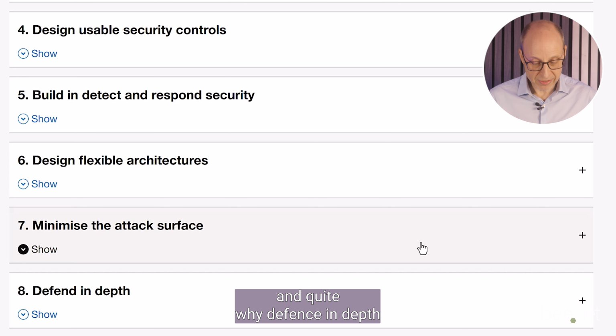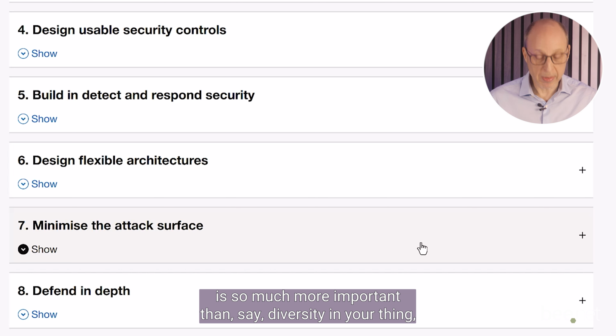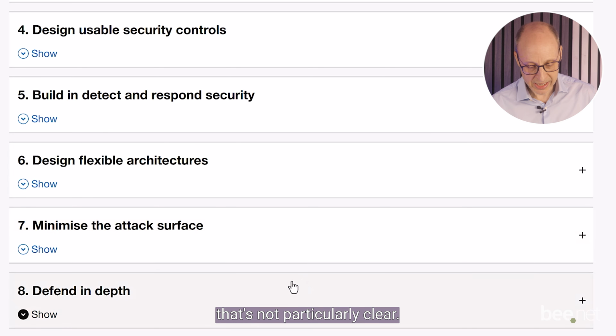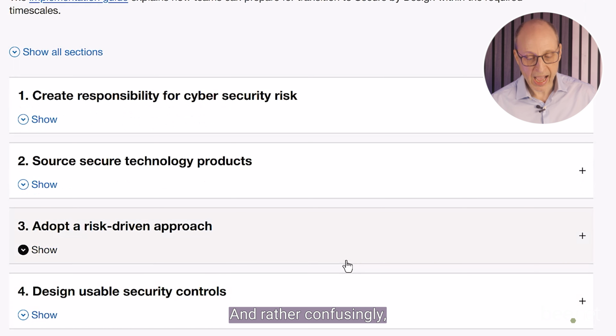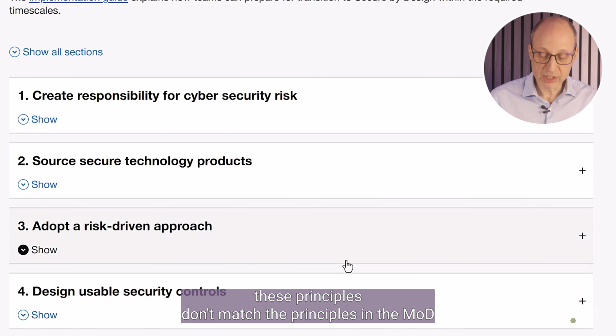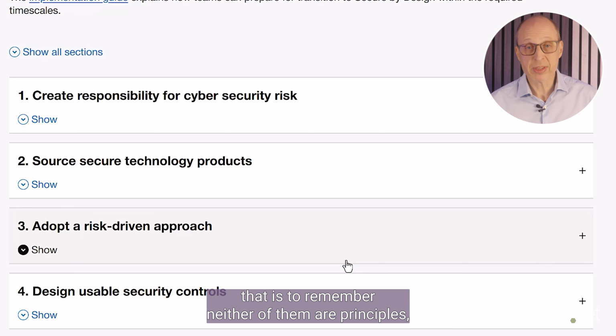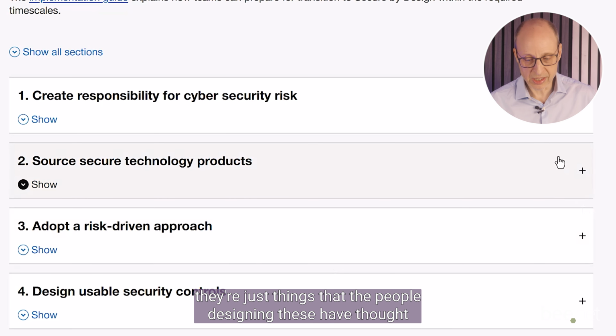Quite why defense in depth is so much more important than, say, diversity in your thing, that's not particularly clear. And rather confusingly, these principles don't match the principles in the MOD's secure by design. The thing to remember is that neither of them are really principles. They're just things that the people designing these have thought are important.